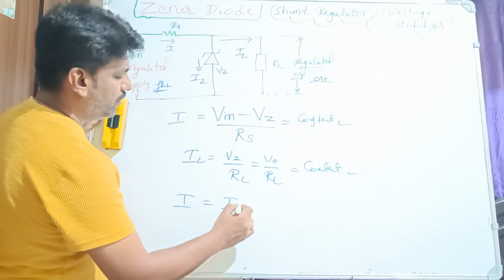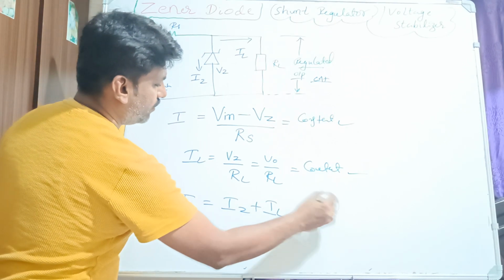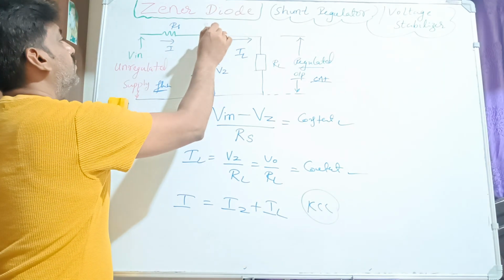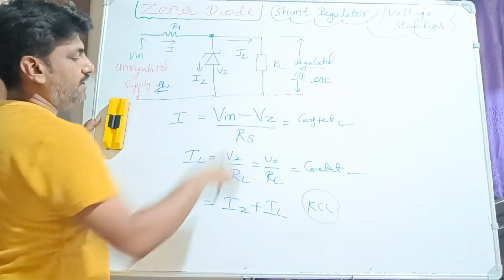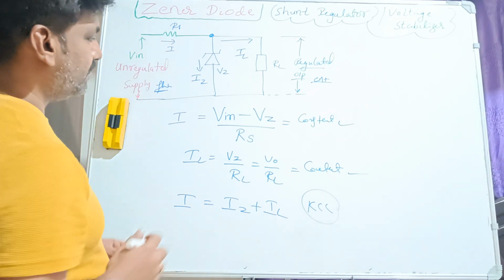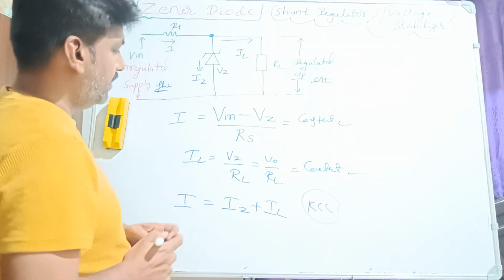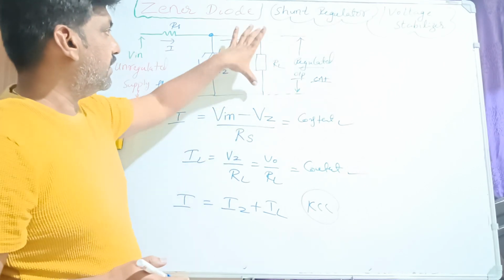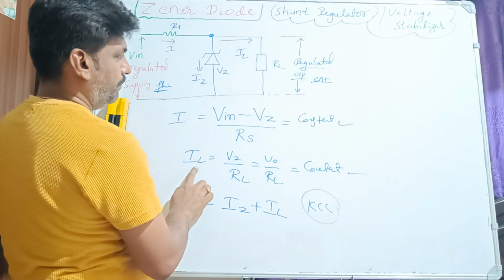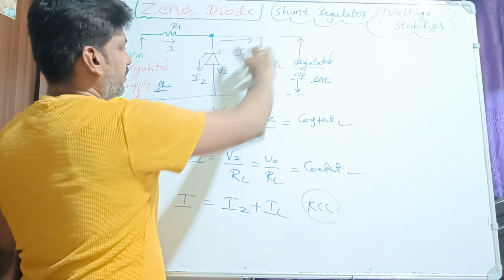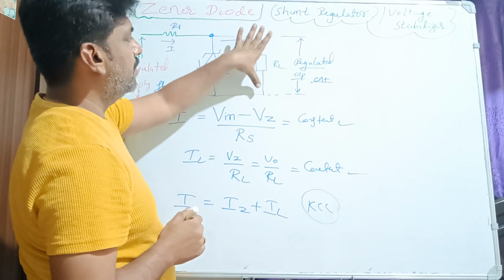I is equal to Iz plus IL from the KCL, Kirchhoff's current law. At this node, the current entering is I, and the current leaving is Iz as well as IL. So this is the concept we should know before proceeding to the next section, right? Here we should get a constant current, that is IL, and we can also write it as Iz; both are the same, but this should be constant.